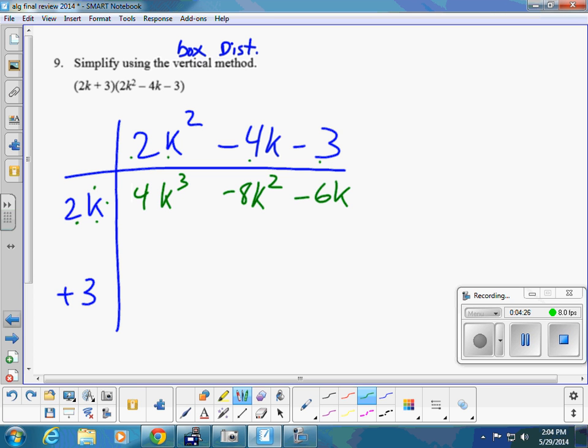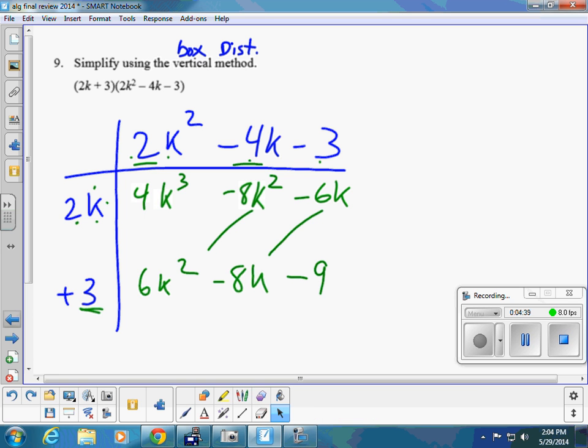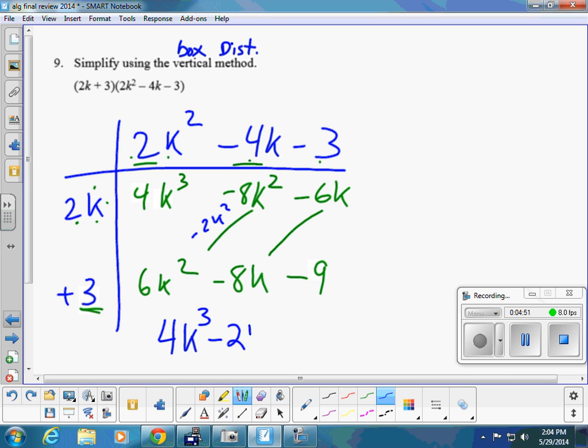And then we do the same thing with the 3. So 3 times the 2 is 6k squared. And 3 times the negative 4, negative 8k. And 3 times negative 3 is negative 9. And then you're just going to combine the diagonals here to get your final answer. So there's nothing to combine with the 4k cubed. 6 and negative 8 is going to be negative 2k squared. And negative 8 and negative 6 is negative 14k. So this is negative 14k.